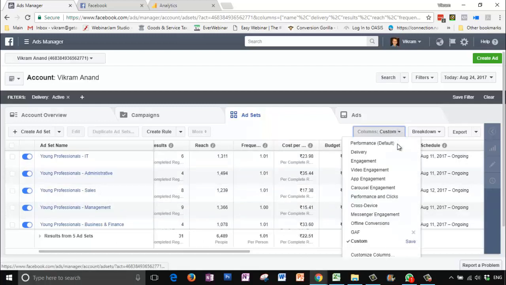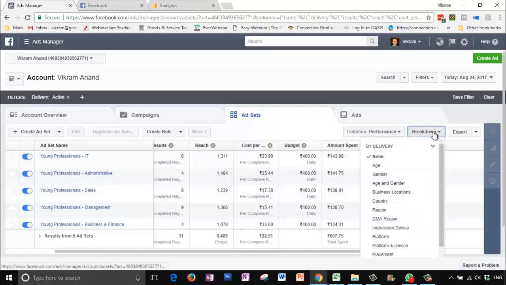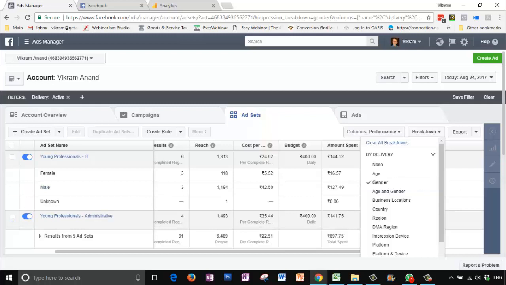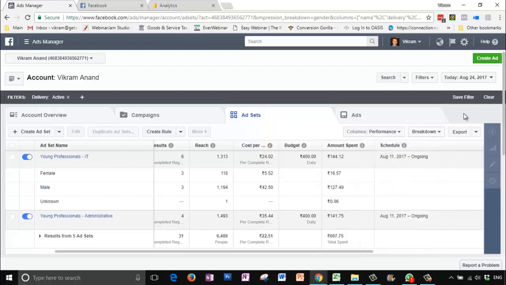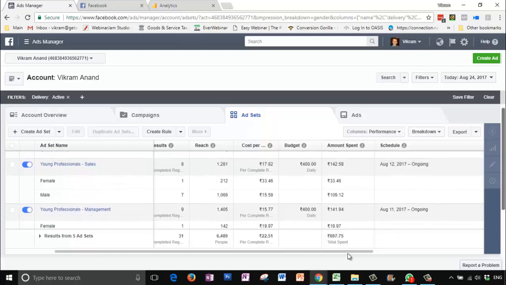There are a couple of other things that you can look at. And, for example, performance and clicks. Now, if I was to go back and do performance and defaults, you can also cross-tabulate this data by breaking it down by age, by gender. So let's look at gender, for example. How are people clicking between men and women, and what is the cost? Let's go back here. This should be very interesting.